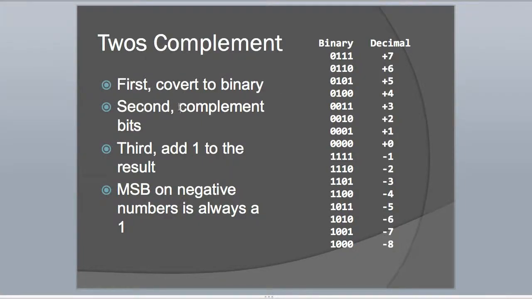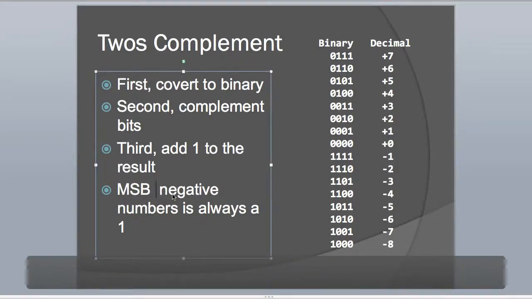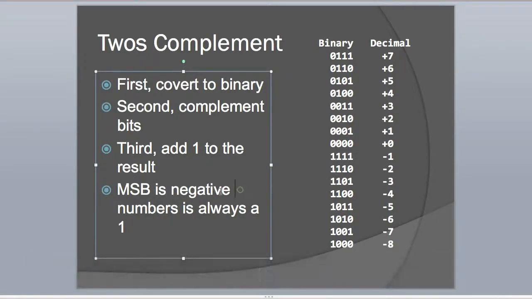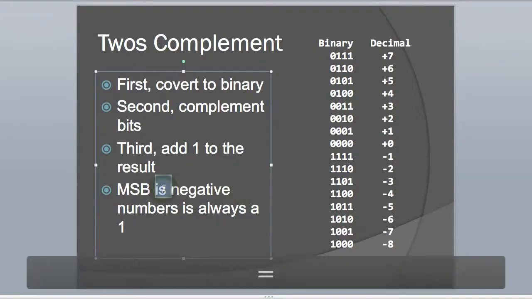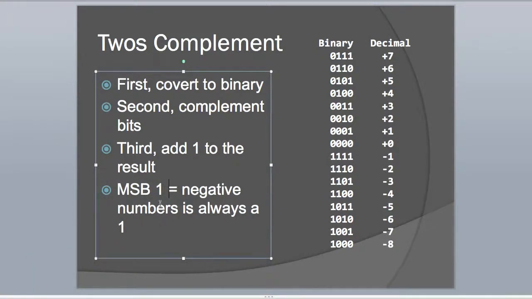The second thing that we do is we complement the bits just like we did before, but now we're going to do something a little different. We're going to immediately add 1 to the result, okay? And just like before, the most significant bit is negative, okay? I'll just go ahead and say the most significant bit equals negative indicator. So now the number is negative if the most significant bit is a 1, all right? So negative numbers always have a 1.